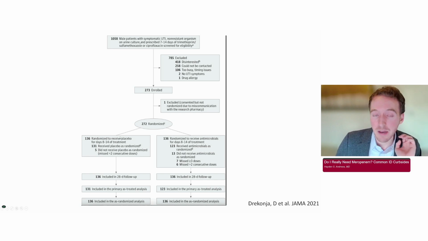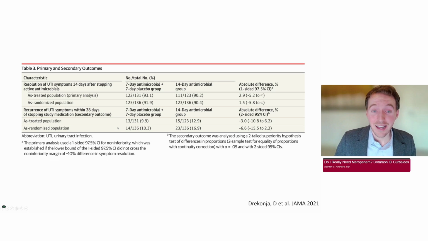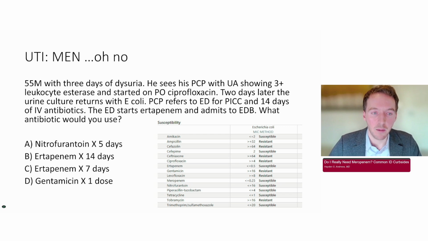So these patients were randomized to either 7 days of antibiotics or 14 days. The people in the 7-day arm still got 14 days of pills, just the remaining 7 days were placebo. It showed no difference between the 7-day and the 14-day arm, which really showed us that male factor alone does not necessarily make something complicated. This is just one piece of data to help inform that.